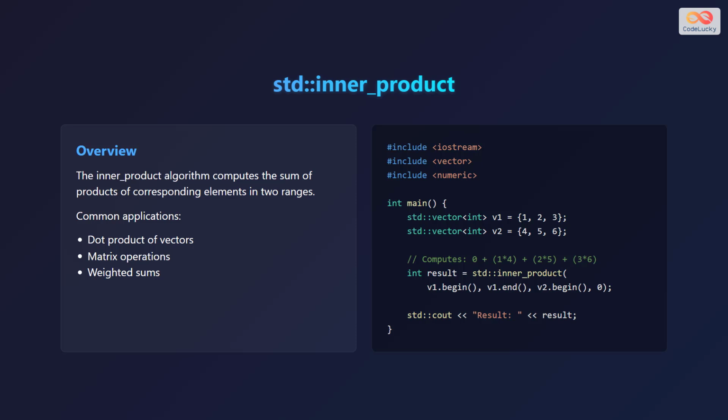In the main function, create two standard vectors of integers v1 and v2. Initialize v1 with values 1, 2, and 3, and v2 with values 4, 5, and 6. To compute the inner product, declare an integer variable named result and assign it the result of std::inner_product. Pass v1.begin, v1.end, v2.begin, and 0 as arguments. Finally, print the result to the console. This code calculates the inner product of vectors v1 and v2, starting with an initial value of 0, and prints the result.